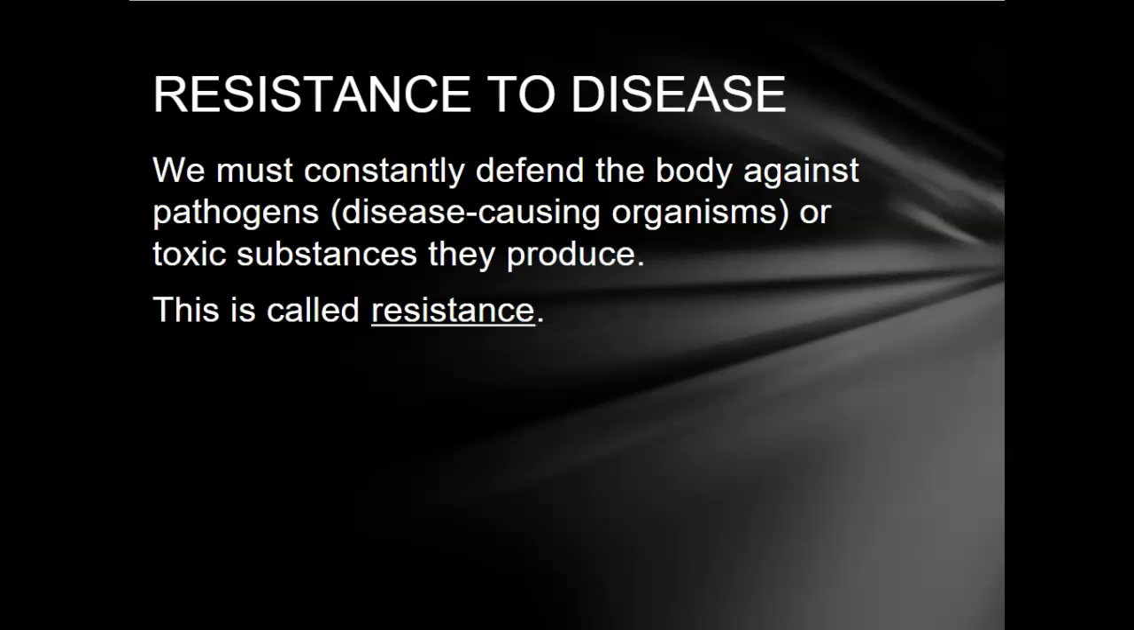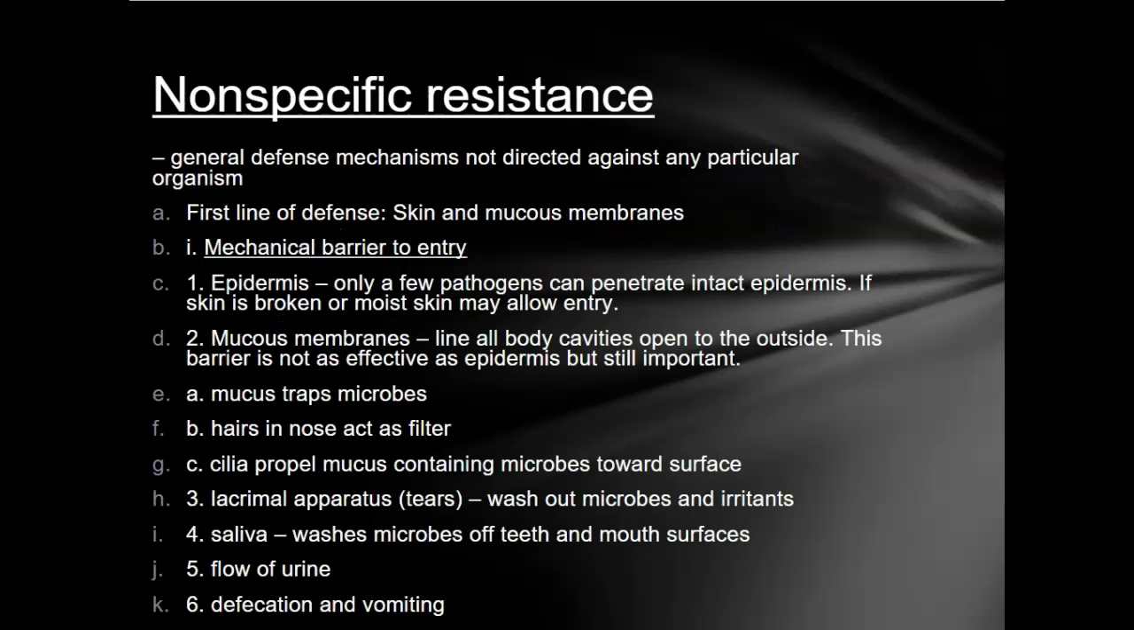Okay, resistance. Your body's ability to fight off an invader, some sort of disease-causing organism, some sort of pathogen, or some sort of toxic substance that the pathogen might produce. Gram-negative bacteria will produce endotoxins, and that can cause infections and such, and your body has this ability to fight that off. So you have different types of resistance. You have non-specific, so this is really not involving the immune system, but this is your general defense that keeps things out. And your first one is your skin and your mucous membranes.